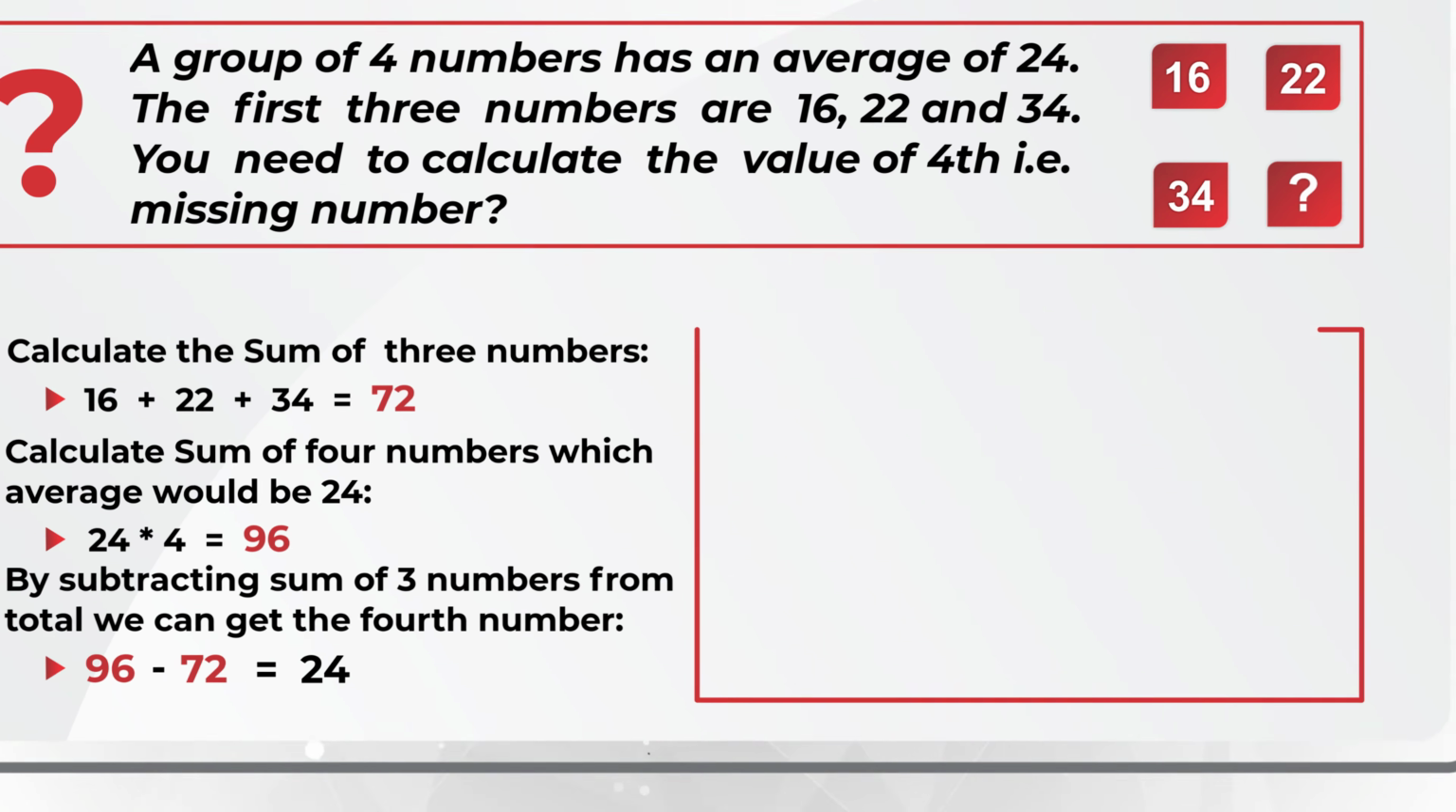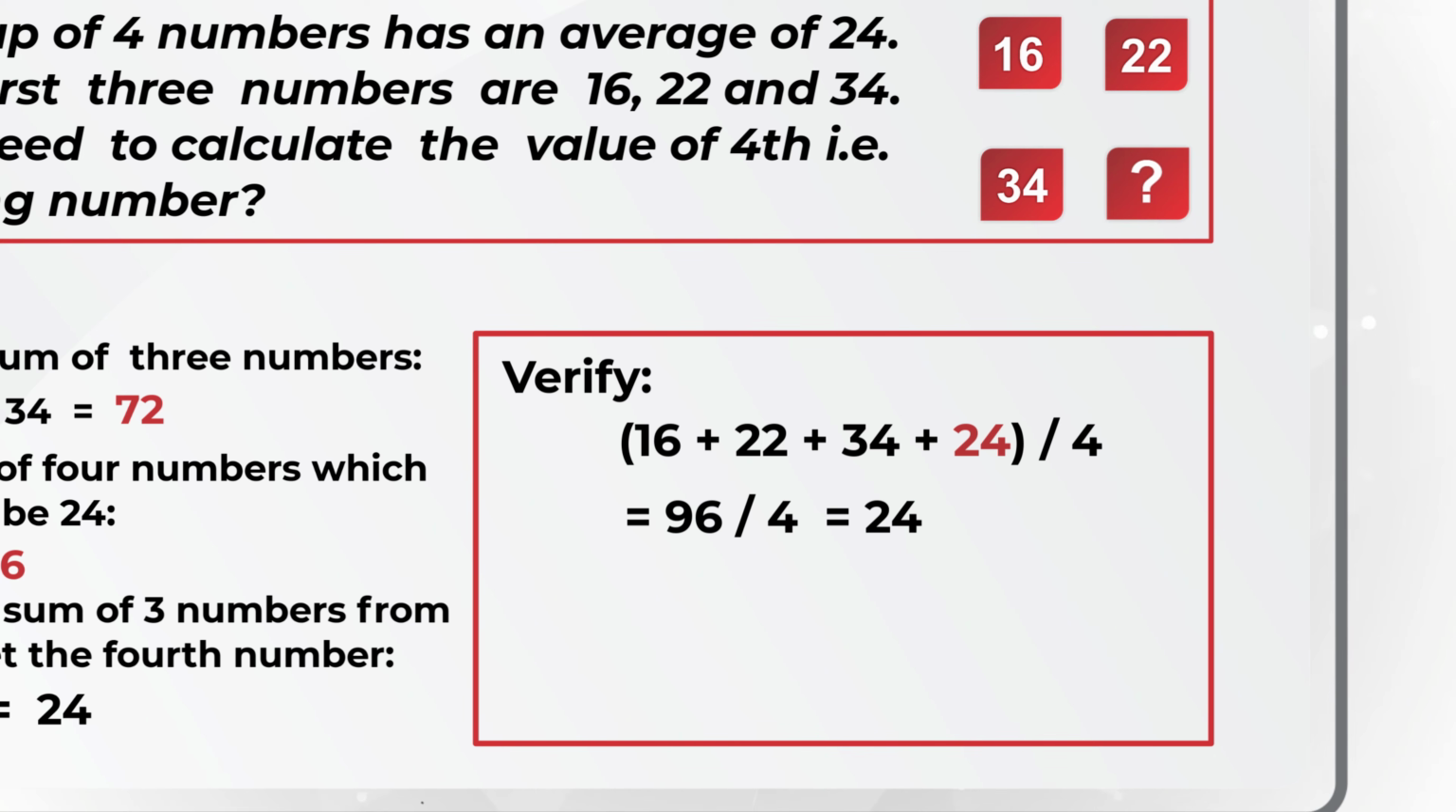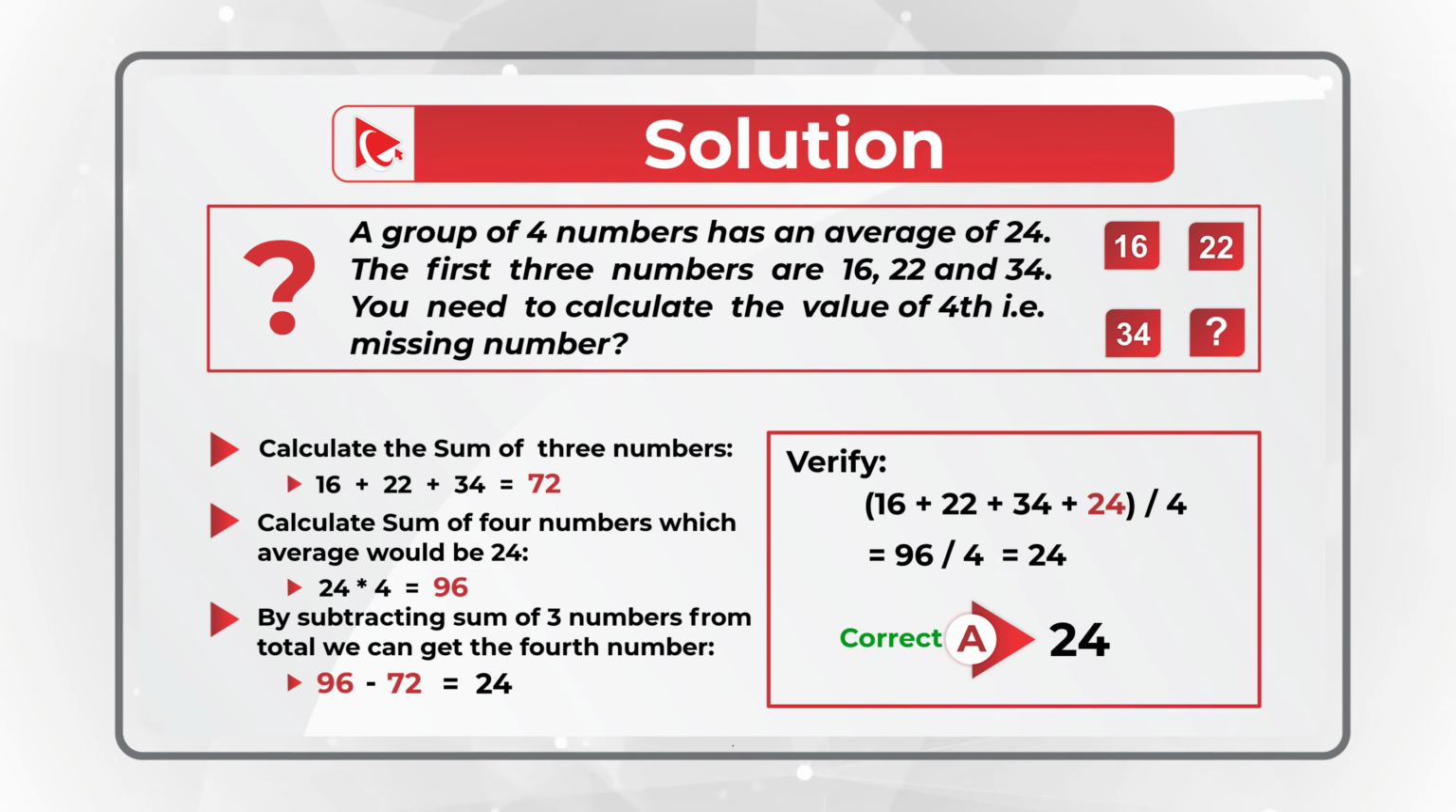Let's verify this. 16 plus 22 plus 34 plus the missing number 24, divided by 4, equals 96 divided by 4, equals 24. Hopefully you've nailed this question and now know how to answer similar problems on the test.